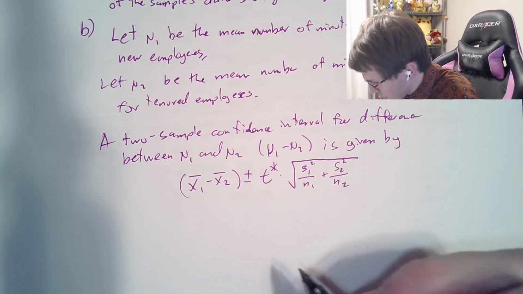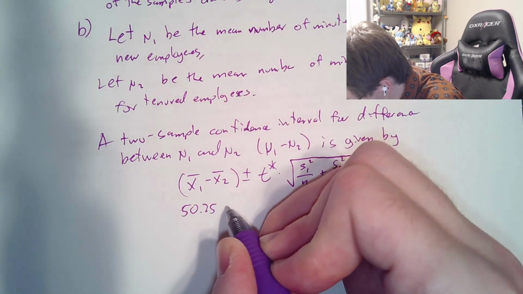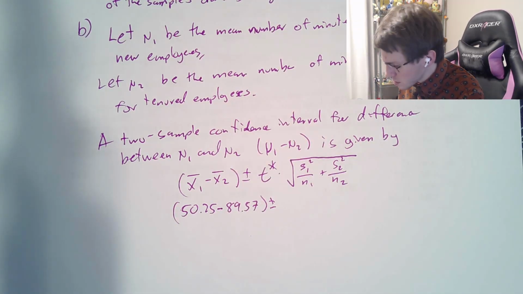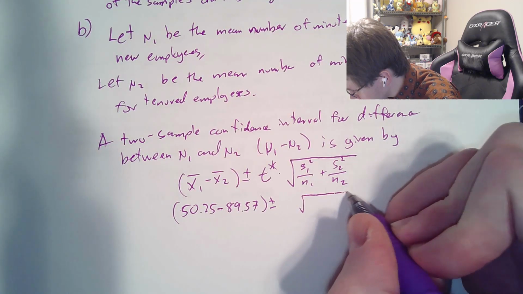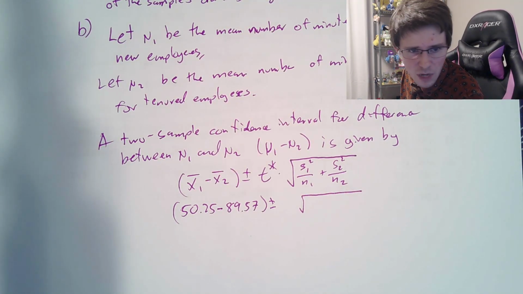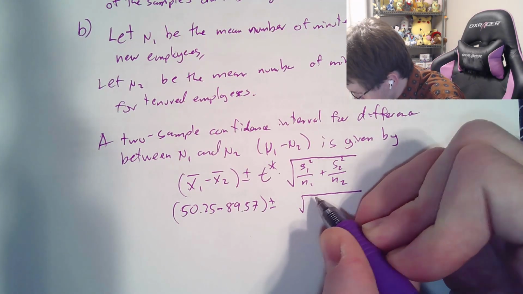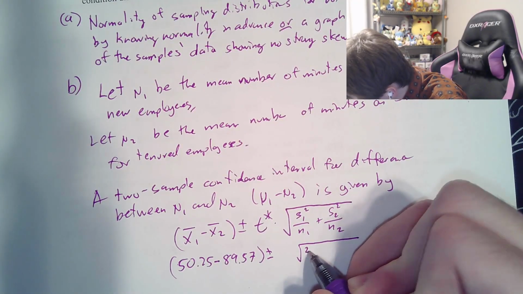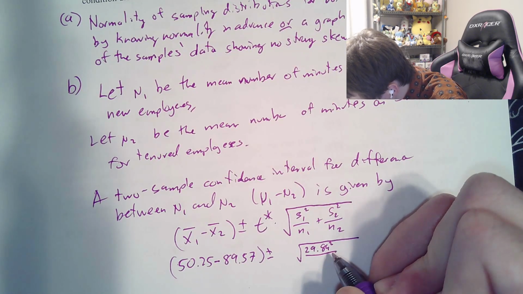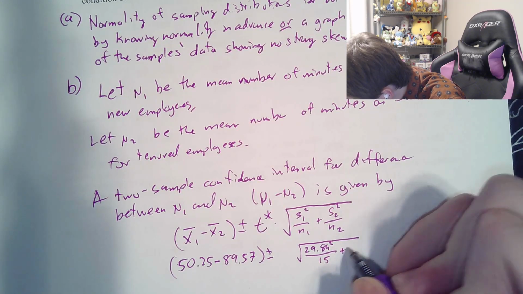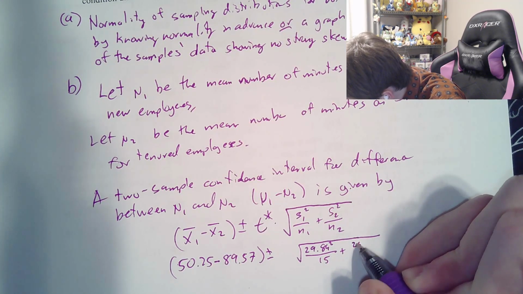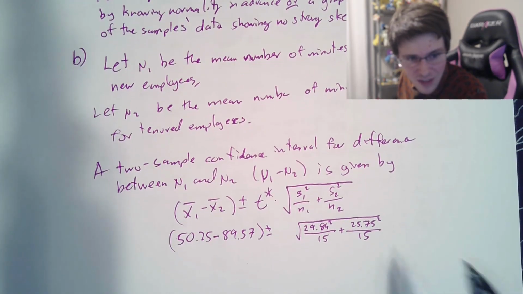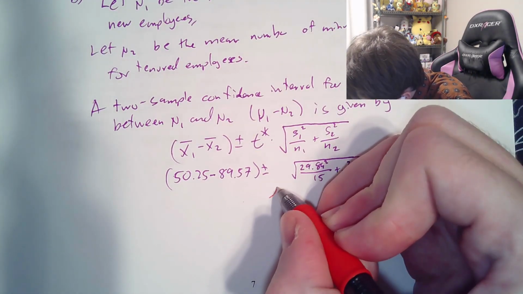Our x1 bar minus x2 bar is 50.25 minus 89.57, plus or minus. I'm going to skip t star for now because I'm not leaving enough room for it. S1 was given to us in the question, which is where I got these from: 29.89 squared divided by 15 plus 25.75 squared over 15.